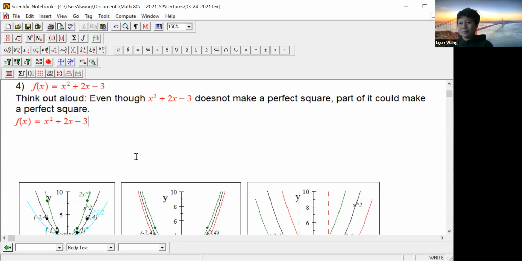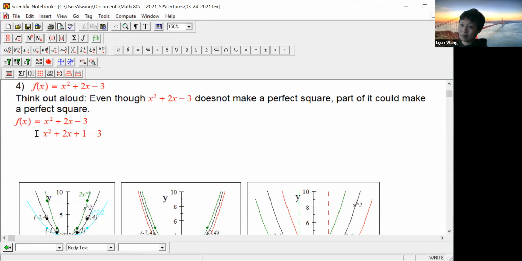And how do we do that? We notice that with x squared plus 2x, we almost make a perfect square. If I add a 1, I would have made a perfect square. But if I add 1, this equal sign will no longer be valid, because x squared plus 2x minus 3 and x squared plus 2x plus 1 minus 3 are obviously not the same.